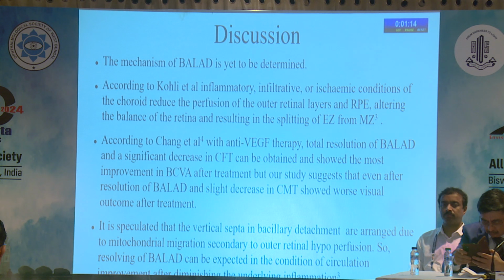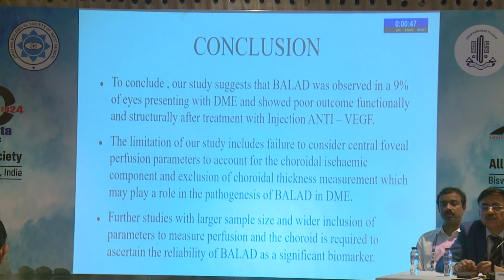According to Kohli et al., inflammatory, infiltrative, or ischemic conditions of the choroid reduce the perfusion of the outer retinal layers and RPE, altering the balance in the retina, resulting in splitting of the ellipsoid zone and the myoid zone. According to Chang et al., with anti-VEGF therapy, total resolution of BLD and a significant decrease in CFT can be obtained and showed the most improvement in BCVA. But our study suggests that even after resolution of BLD and slight decrease in CMT, eyes showed worse visual outcome after treatment. So to conclude, our study suggests that BLD was observed in 9% of the eyes presenting with DME and showed poor outcome functionally and structurally after treatment with injection anti-VEGF.